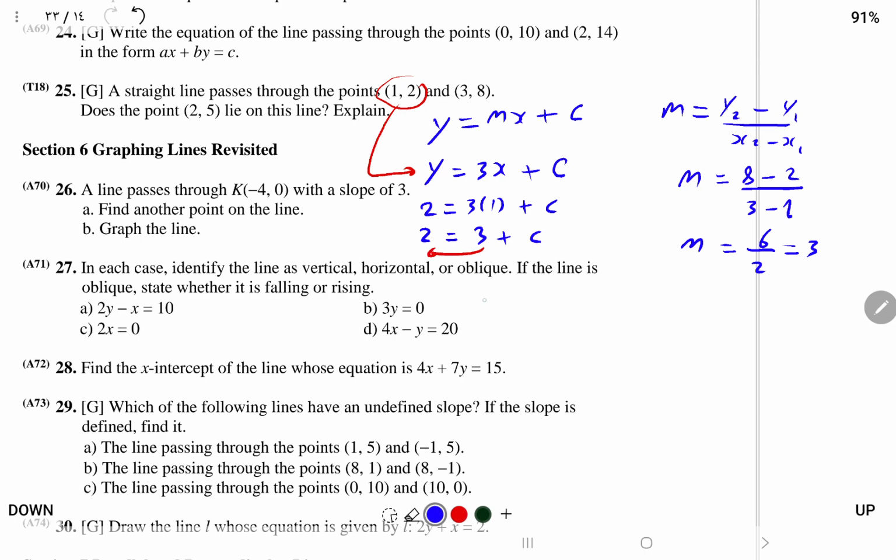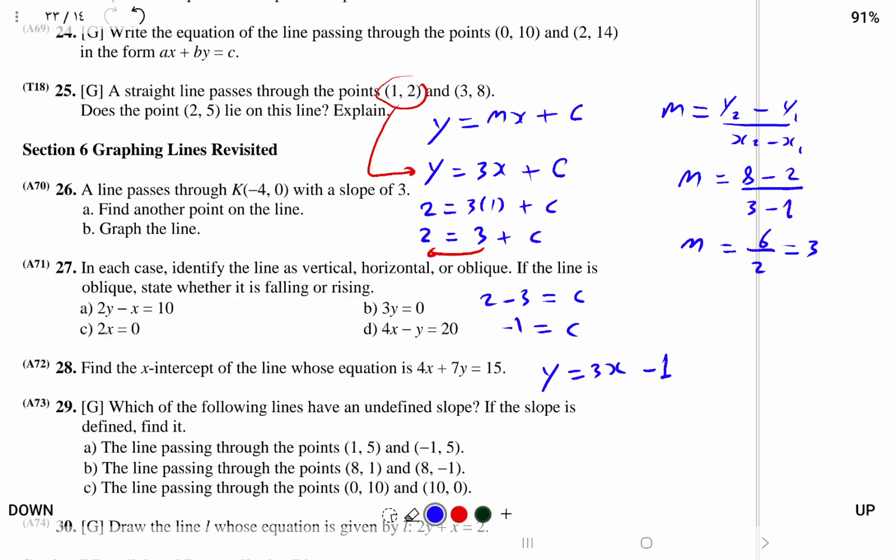So you get 2 minus 3 equals c, which means negative 1 equals c. This means the equation has become y equals 3x minus 1. So that's the equation of the straight line.